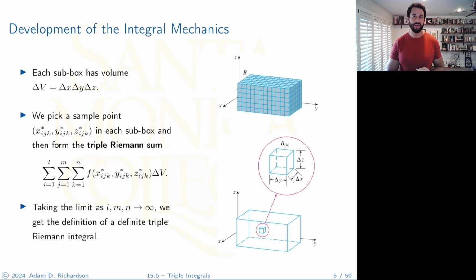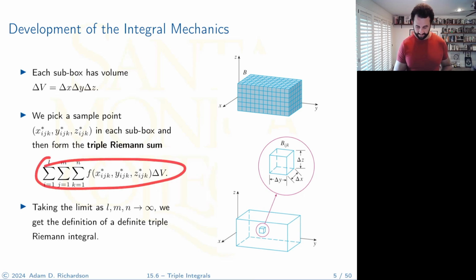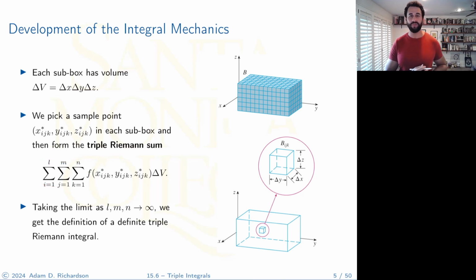It's just, to know which box you're talking about, we need to index things, and the star just indicates that it's a special sample point that you picked. All right, once we've done that, we can form the triple Riemann sum. And remember, these are just nested Riemann sums. So if you really needed to, you could think of them as a nesting of three sums. Just rewrite delta V as delta X, delta Y, delta Z.